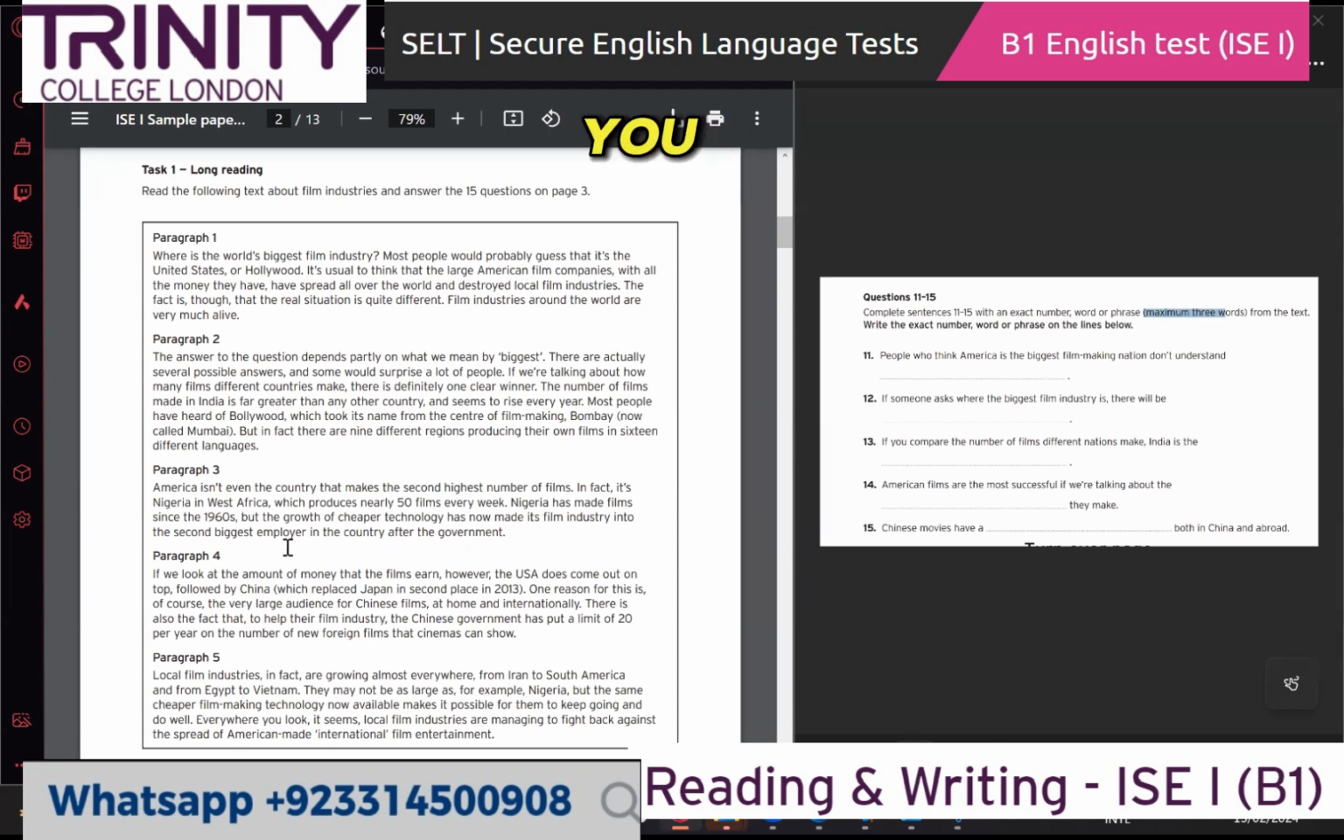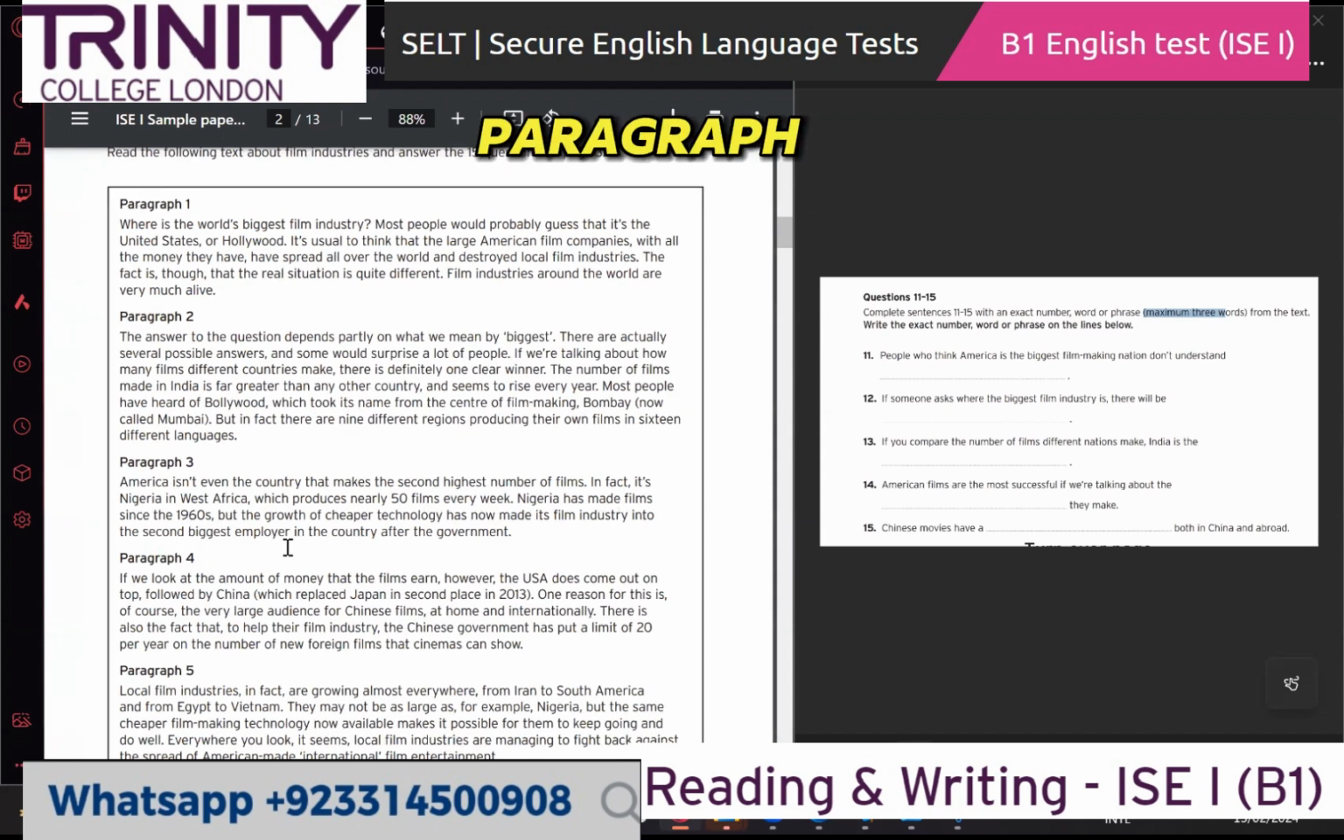Yes, Dave. Dave, could you read for me text paragraph one? Where is the world's biggest film industry? Most people would probably guess that it is in the United States and Hollywood. It's usual to think that the larger American film companies, with all the money they have, are spending all over the world and destroying local film industries. The fact is that the real situation is quite different. Film industries around the world are very much alive.